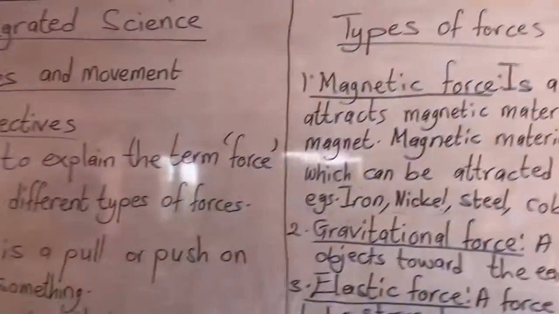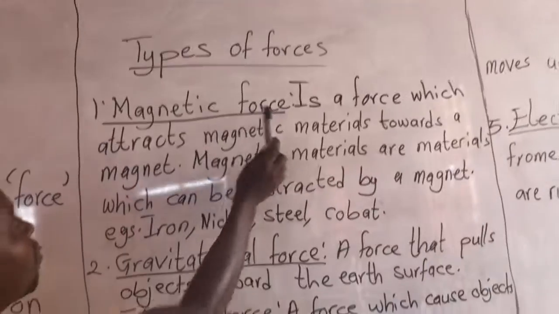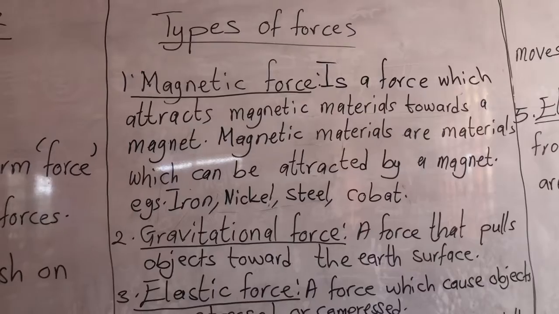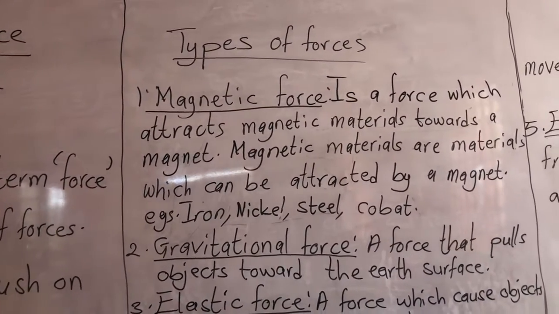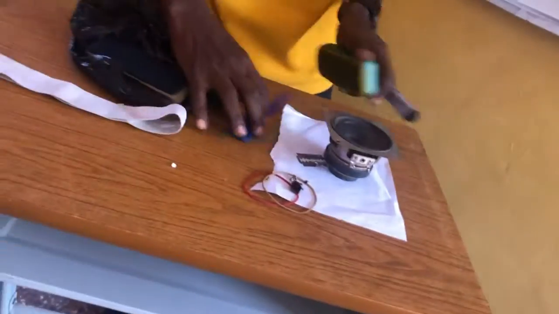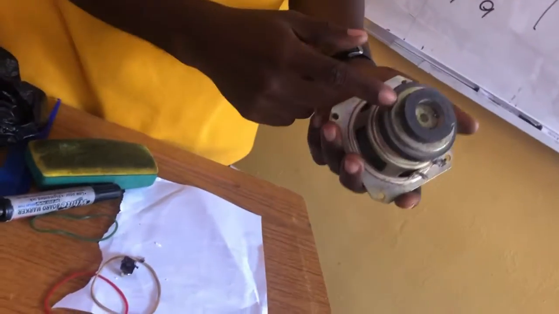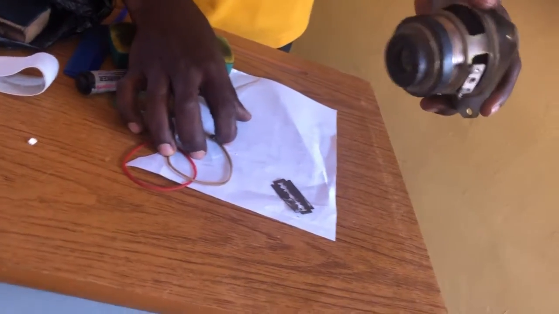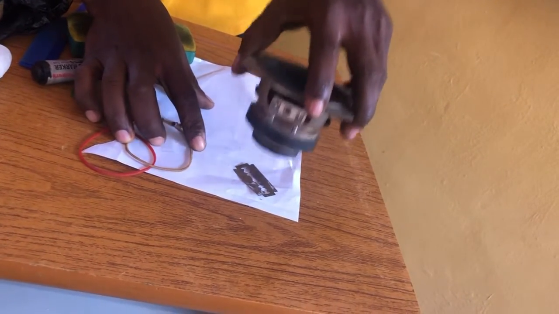Let's look at some types of forces. Number one, you have magnetic force. We say magnetic force is a force that attracts magnetic substances towards a magnet. Now, let's look at an example. This is a speaker. It has a magnet. So, let's try. Magnetic force is a force that attracts magnetic material towards a magnet, okay?